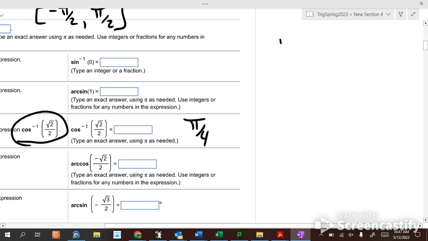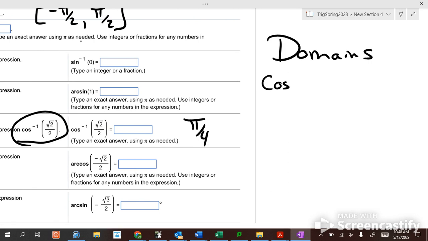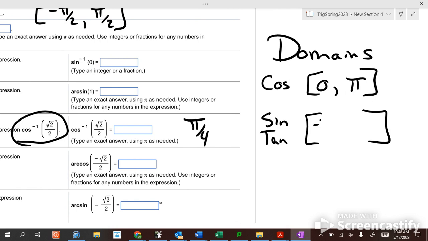Now, what you must understand is the domains that we're working with. For cosine, our answers have to be between 0 and pi. For sine and tangent, we have to be in between negative pi over 2 and pi over 2. That's where we're working. Okay, we're working in between those constraints. So when you give your answers for the inverse functions, you should be looking at those parts of the unit circle. Okay, that's important for this. All right.